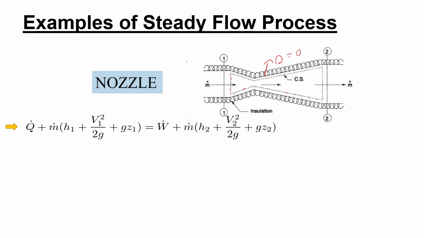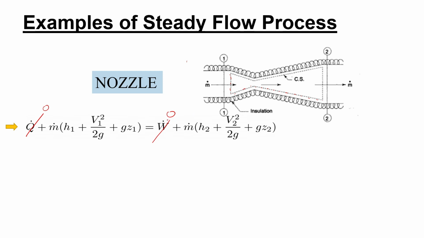So for the case of nozzle, you know that since it is insulated, this Q is 0, and W, you are not getting work from the nozzle. So it is not producing work. This system, open system, is not producing work. So this is also 0.